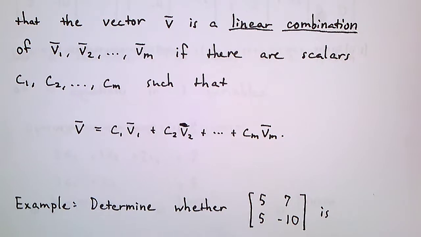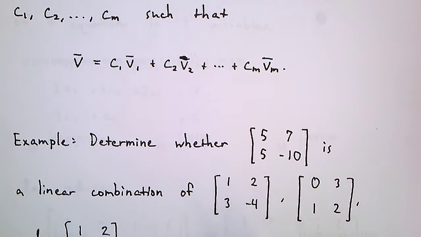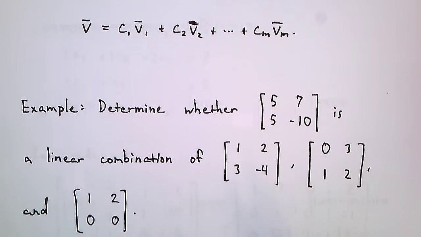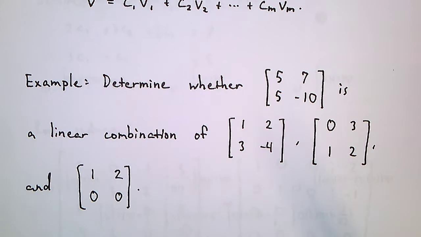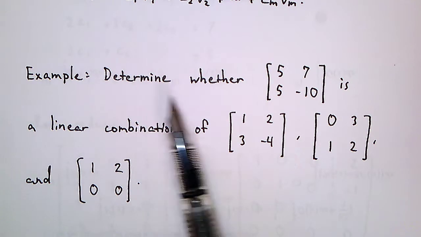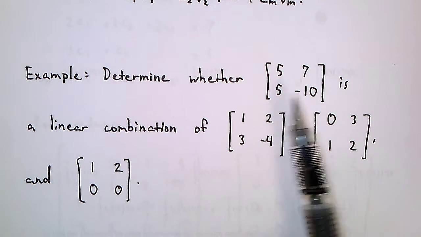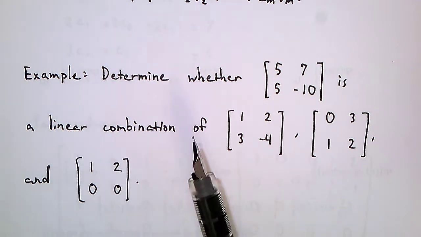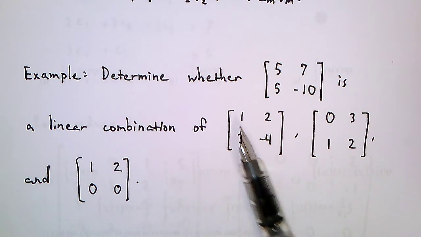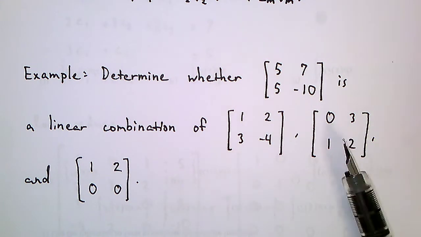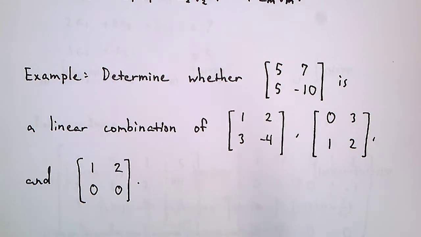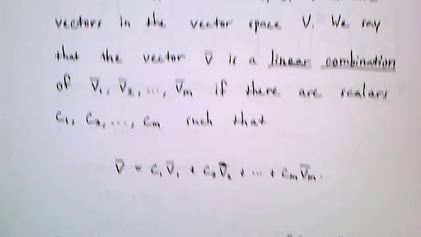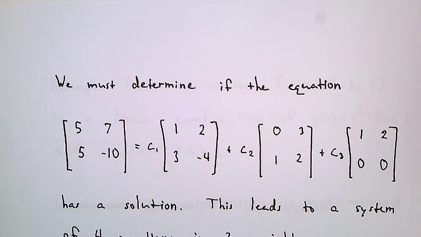So our first example, as we try to understand this new definition, is to look at the vector space of 2 by 2 matrices and then look at linear combinations. In particular, in this example, we want to determine whether this 2 by 2 matrix, 5, 5, 7, minus 10, is a linear combination of these three other matrices: 1, 3, 2, minus 4; 0, 1, 3, 2; and the third matrix is 1, 0, 2, 0. So let's think through what this means.